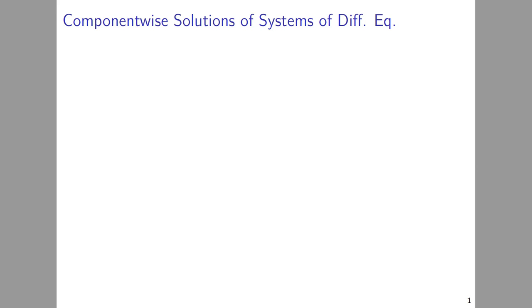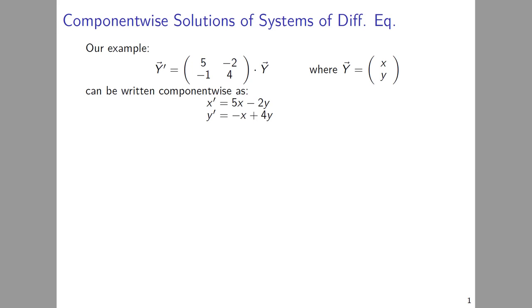Recall, when we first started talking about systems of differential equations, we wrote each independent variable in its own differential equation. Our example y prime equals the matrix [5, -2; -1, 4] times y that we just studied could have also been written component-wise as x prime equals 5x minus 2y and y prime equals negative x plus 4y. It was only once we started learning about matrices that we changed from the second form here into our matrix representation of this linear system of differential equations.